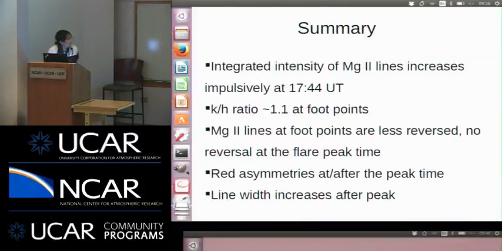For summary, here are summaries of observations. I will not read it.